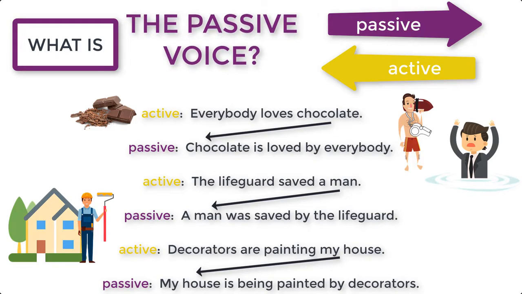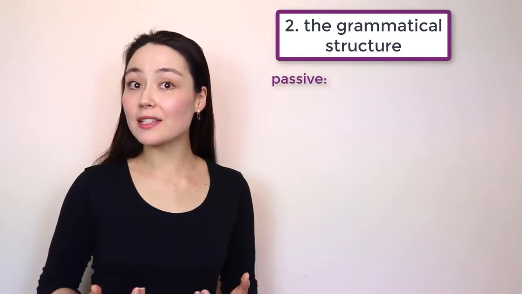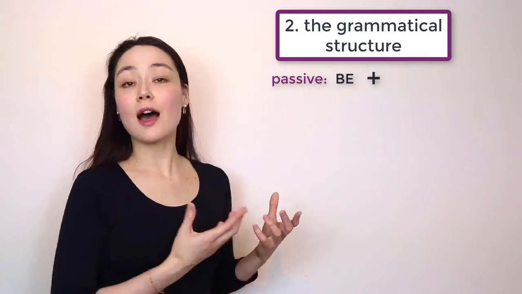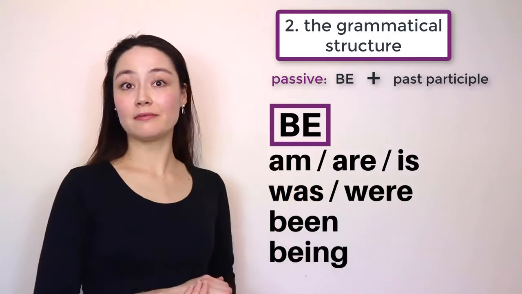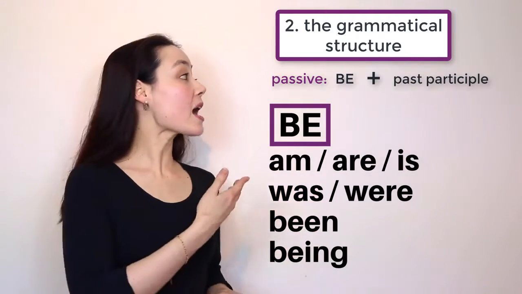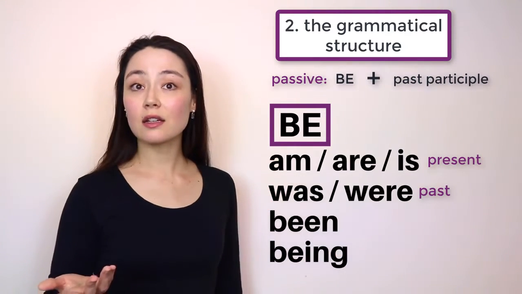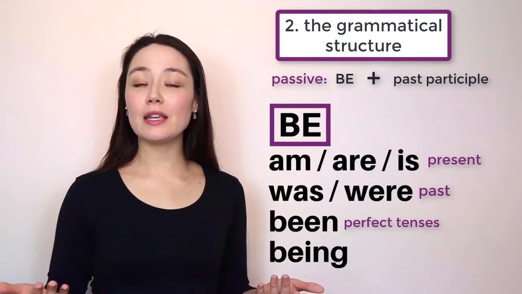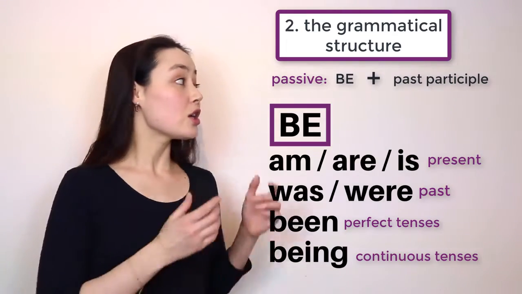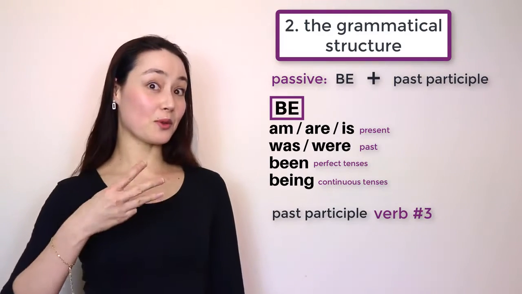Now, let's look at this grammar in more detail. Step 2, the grammatical structure. When you form the passive, you need be plus a past participle. Here are the forms of be. There's a lot. Am, are, is in the present. Was, were in the past. You can use been with perfect tenses and being in continuous tenses. You need a form of this plus that past participle, which is verb number 3.